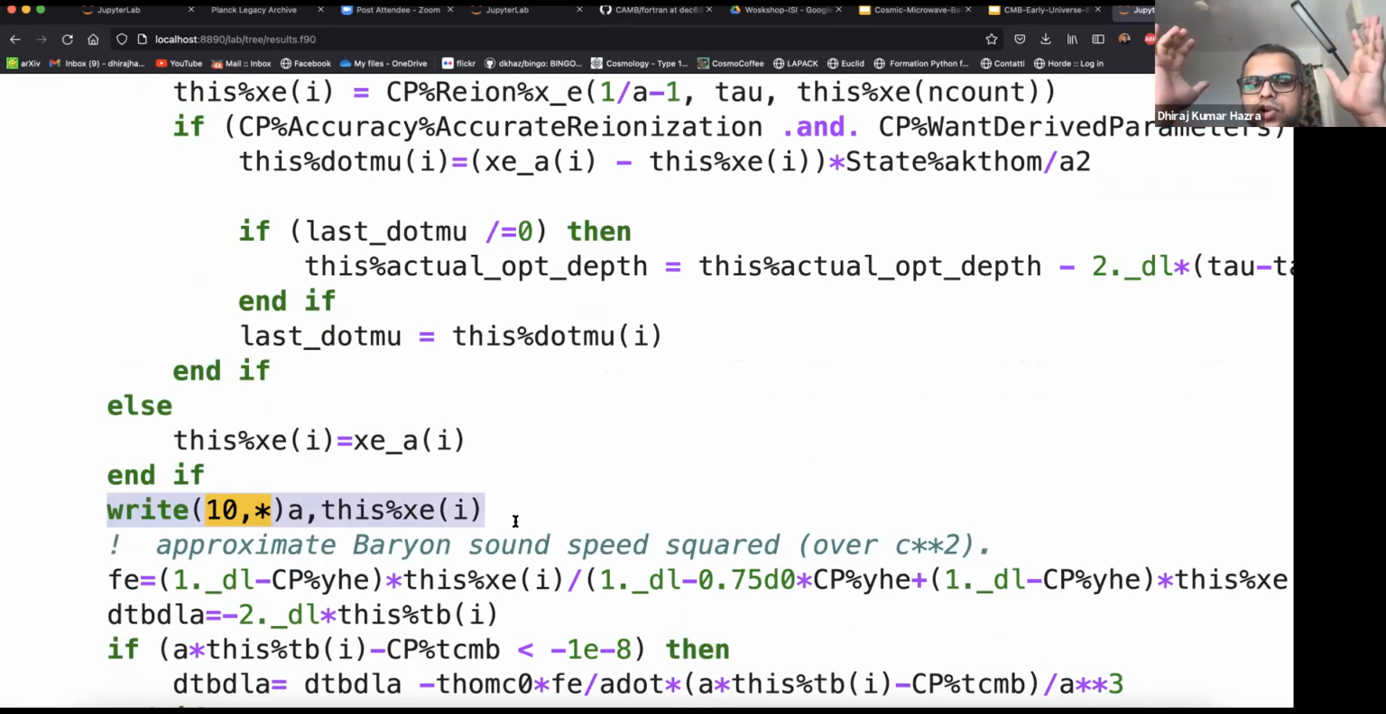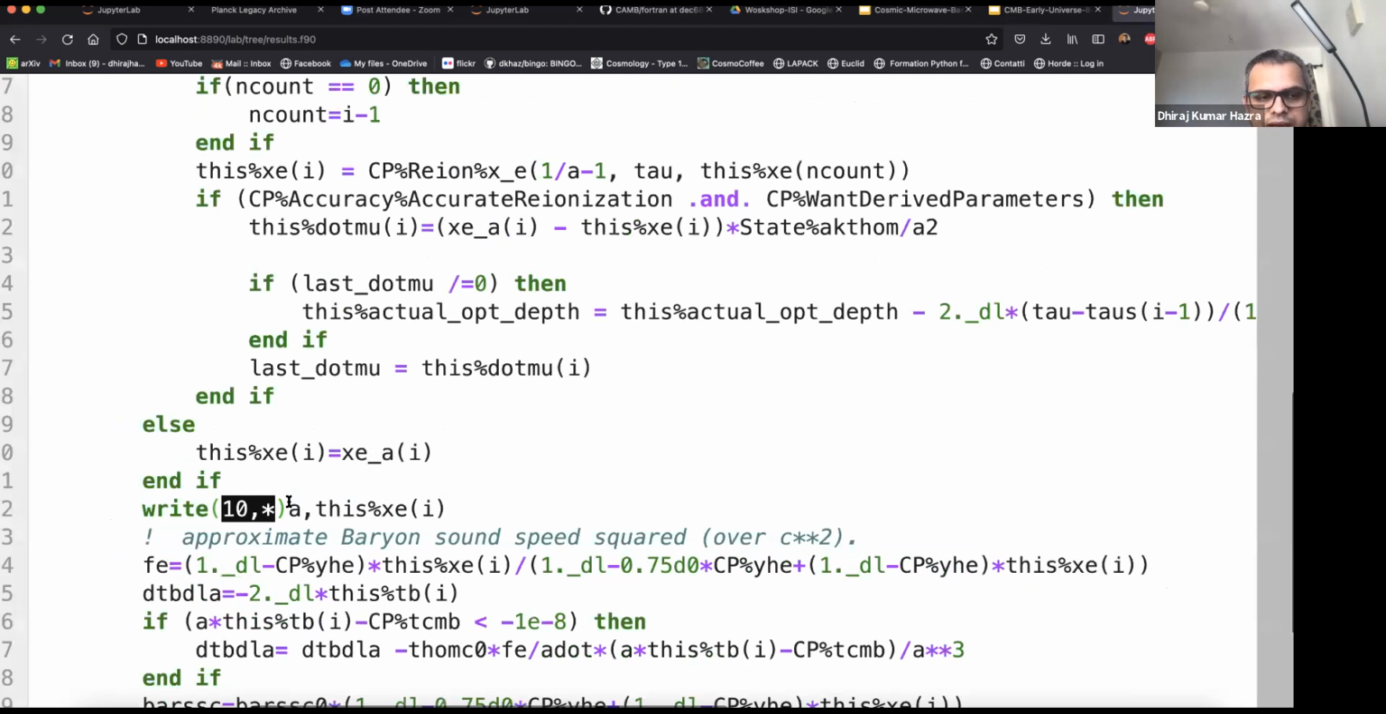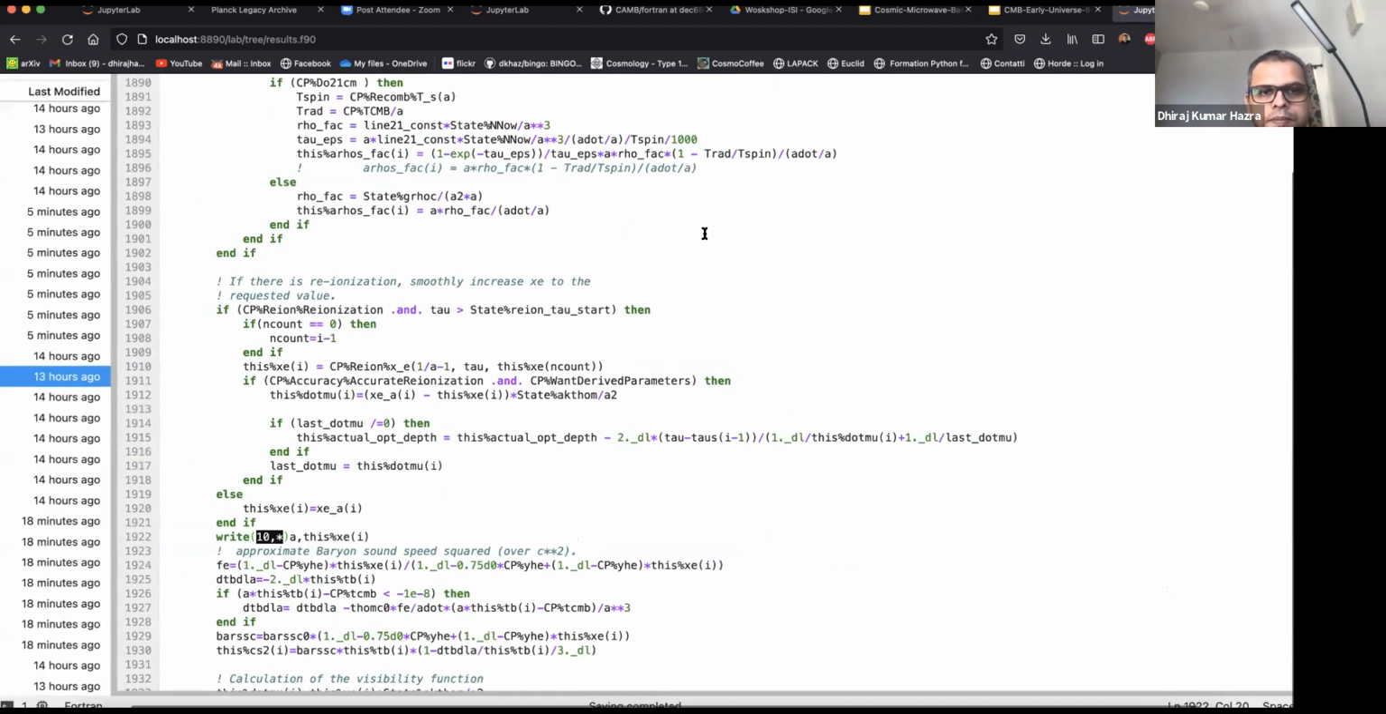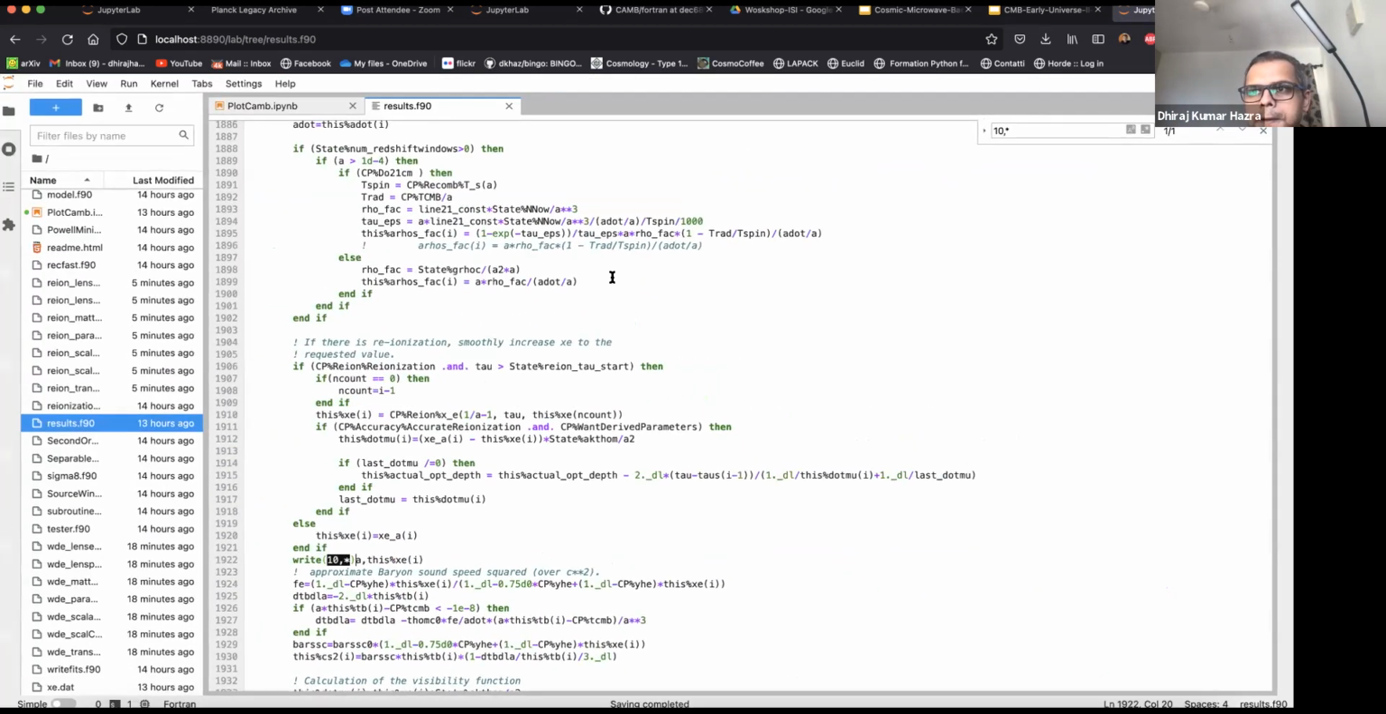So it is calculating all the electron fraction from the very early universe, when the scale factor was 10 power minus 8, when the redshift was 10 power plus 8, and till today. So it calculates from the recombination to the reionization. So it covers the whole epoch. From here you can get that. I just wanted to show you the place. Cool.